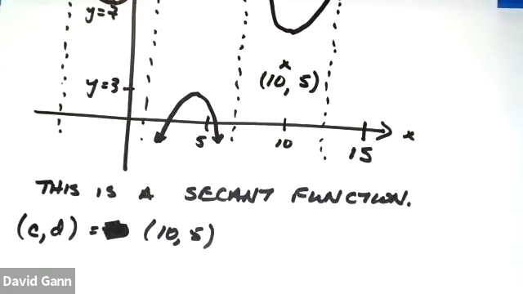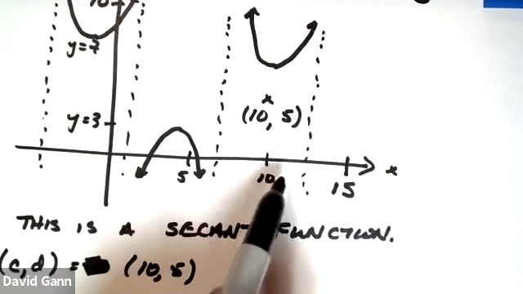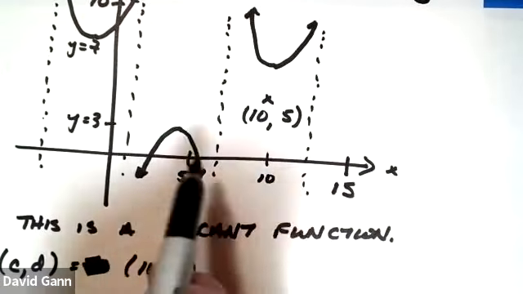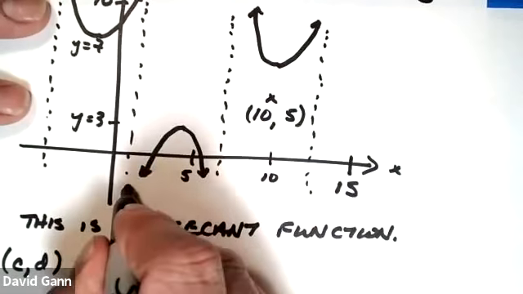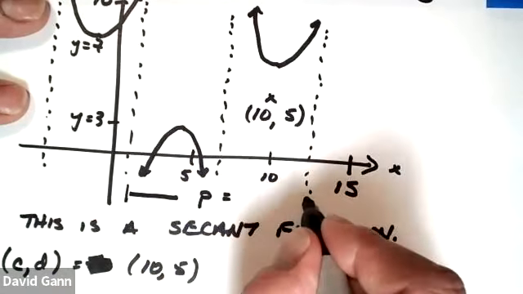And remember, to find the B value, we need to find the period. The period is going to be the distance between two successive vertical asymptotes. So this right in here, and I'm going to leave an equal sign.